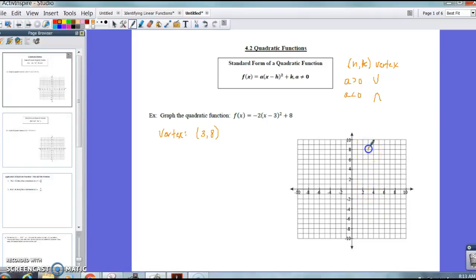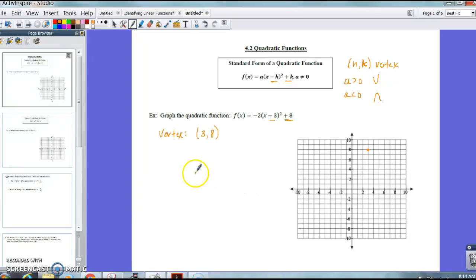So here is my vertex. Again, you can look at the formula here, +k, or +8, right? So it's the same sign for the y coordinate. It's the opposite sign for the x coordinate. Okay? Then what I want to do is find my intercepts. I want to find my y-intercept and my x-intercepts.